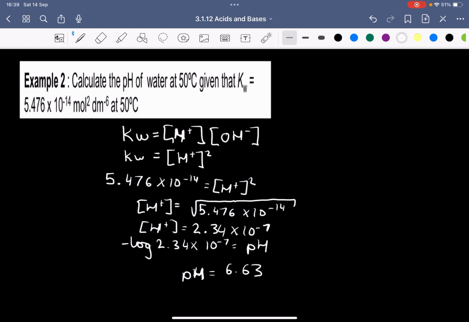Now just remember, the main thing to do when you're asked to work out the pH is try and get the H+ concentration at equilibrium. Because from there, all you have to do is minus log the H+ concentration to get pH.